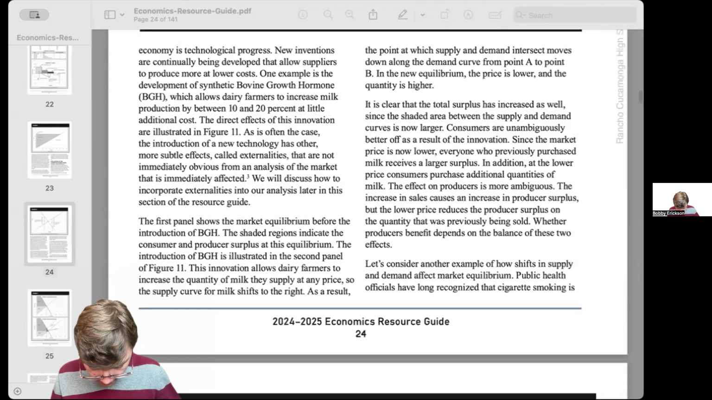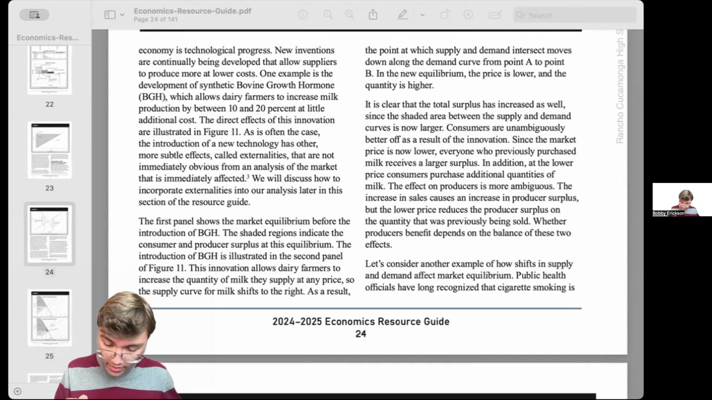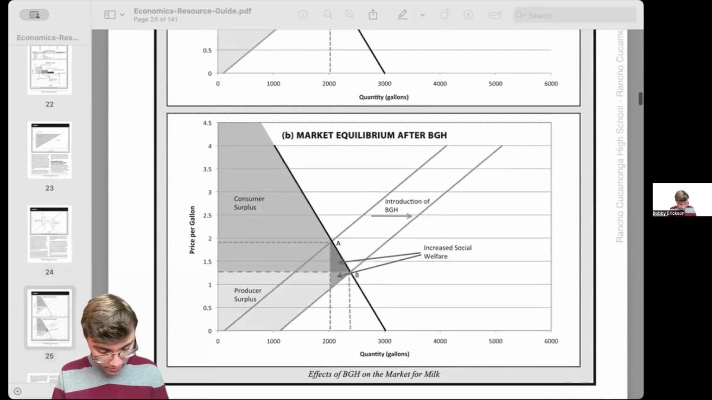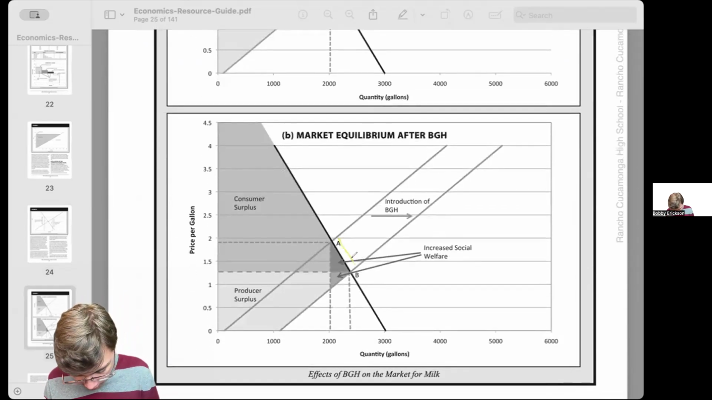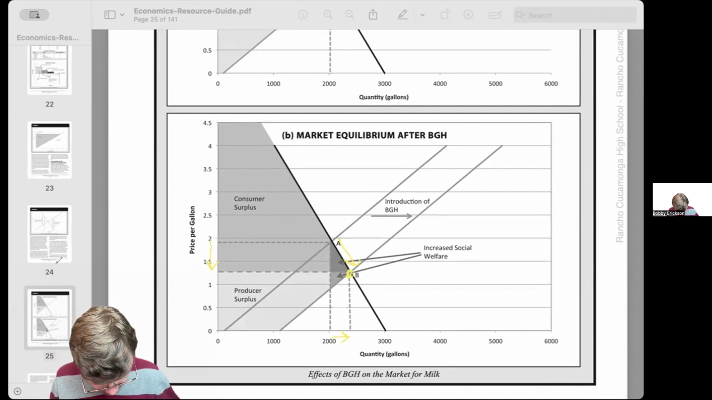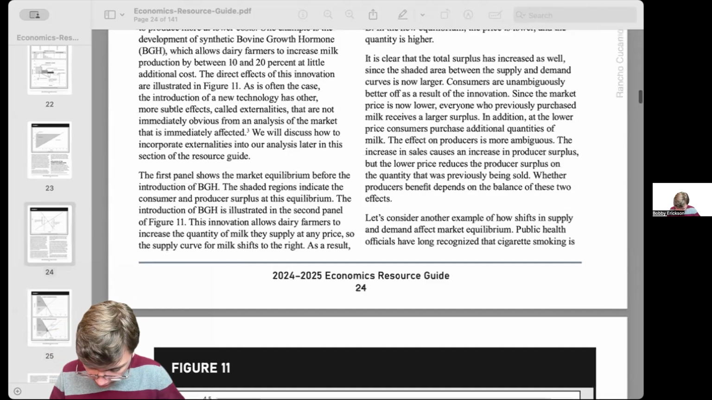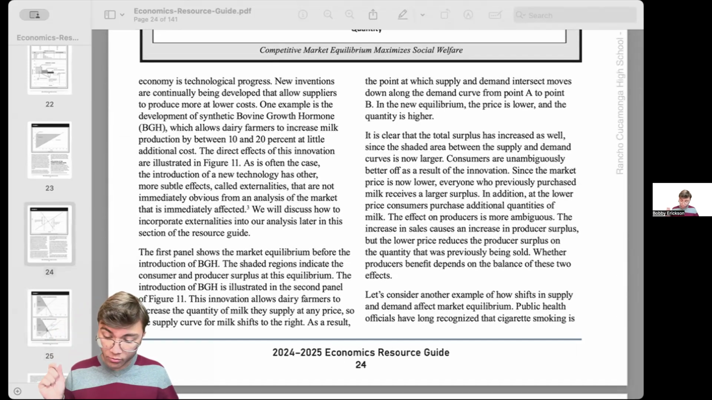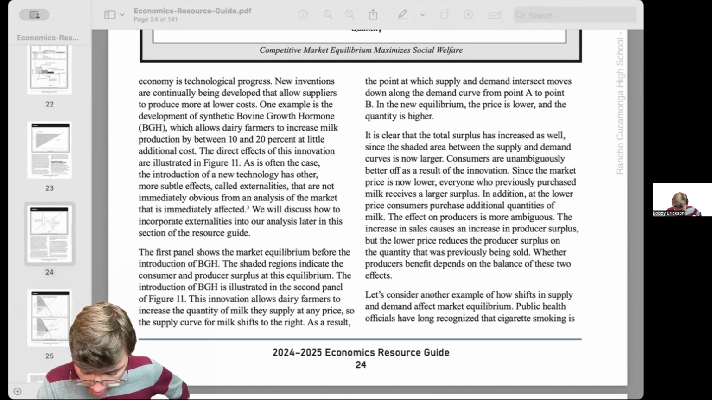What we can see from this is that the equilibrium moves down along the demand curve from point A to point B. If we look at this, where is it moving? The point is moving down. So the price has dropped and the quantity has increased. We are then at this point of equilibrium, where the equilibrium quantity has increased and the equilibrium price has decreased. It's also clear the total surplus has increased.